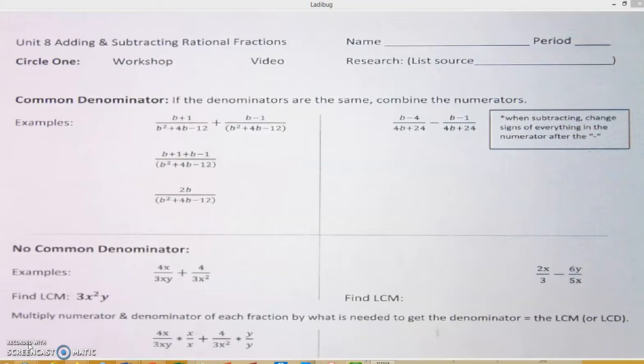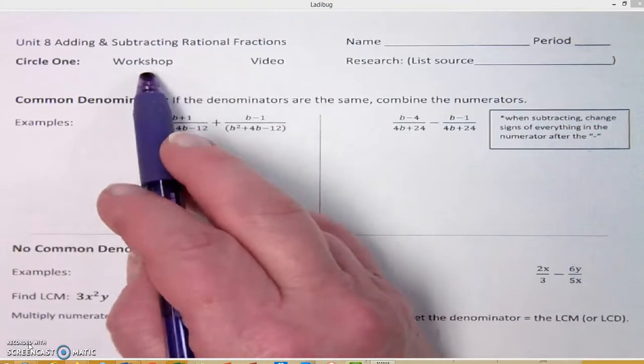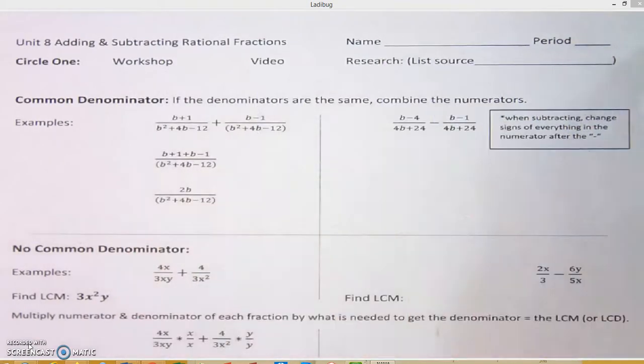Don't forget to circle whether you're doing the workshop or the video and write your name and period here. Or if you're doing research, list your source.